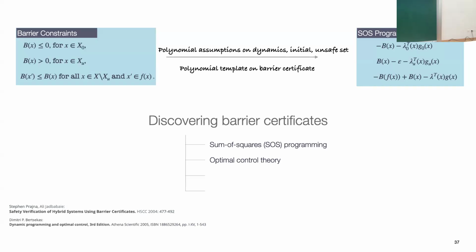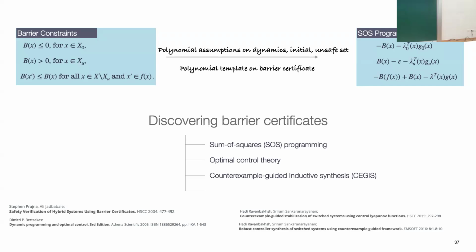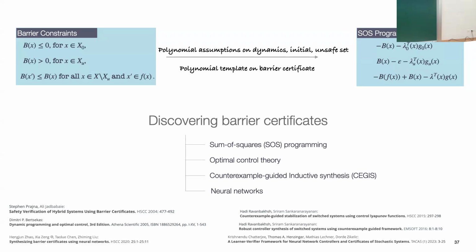Other approaches would be based on optimal control theory. You would come up with some optimization objective, and minimizing or maximizing that objective would give you an optimal barrier certificate. My colleague Sriram and his group have been working on counterexample-guided inductive synthesis for search of barrier certificates, the outcome of certificates, and so on. And finally, Tom and his group have also been working on neural network-based verification of barrier certificates.